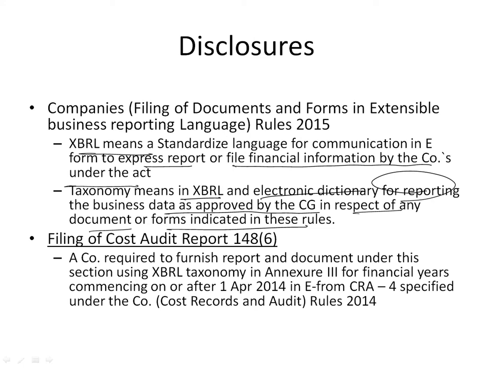Next, filing of cost audit report. A company is required to furnish a report and document under this section using XBRL taxonomy in Annexure 2 for financial years commencing on or after 1st April 2040 in form CRA 4 specified under the Companies (Cost Records and Audit) Rules 2040.